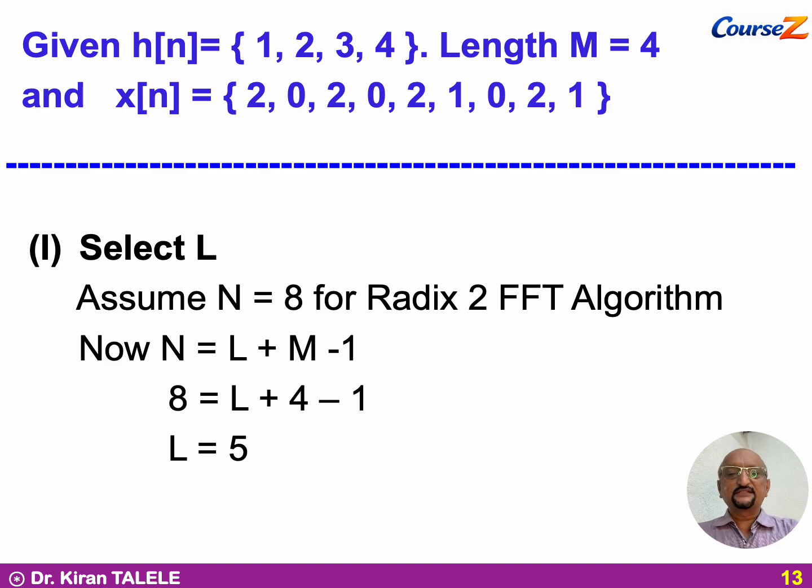So we first have to decide what value of L we should select. I recommend to assume N equal to 8 from the manual calculation point of view, and for the radix algorithm N has to be 2 raised to some power. So when N is known and M is known, M being the length of h of n, L can be easily calculated by evaluating this expression. We get L equal to 5.